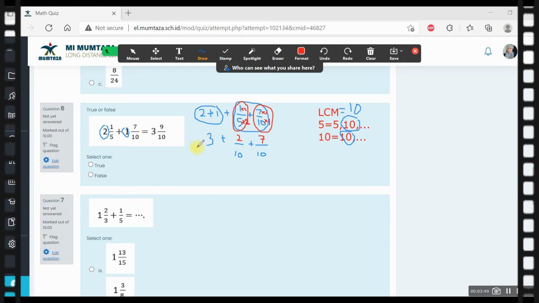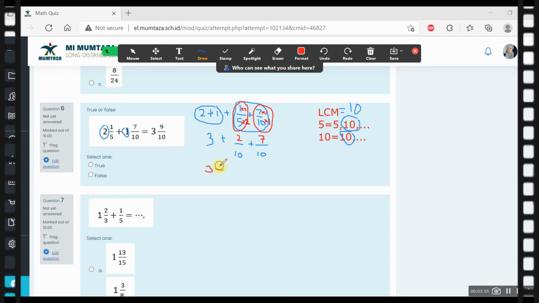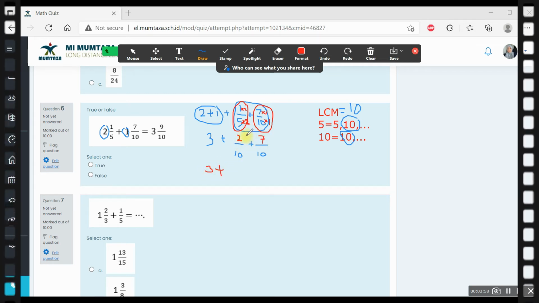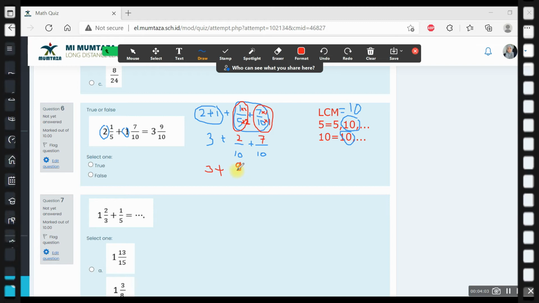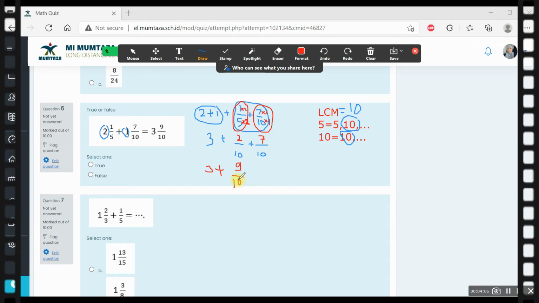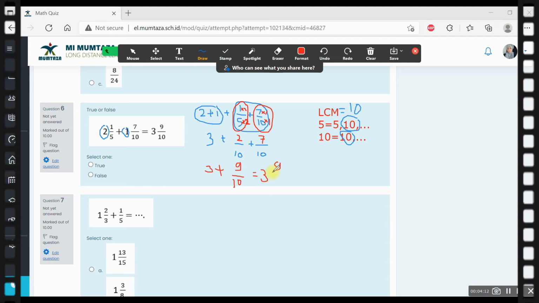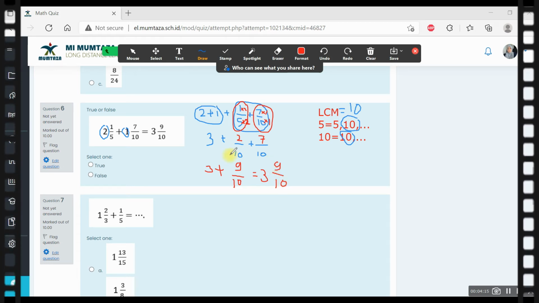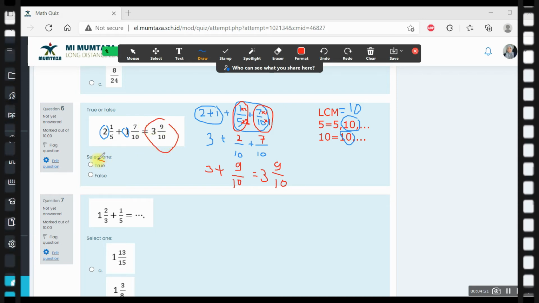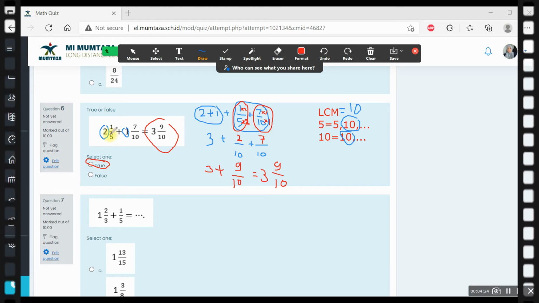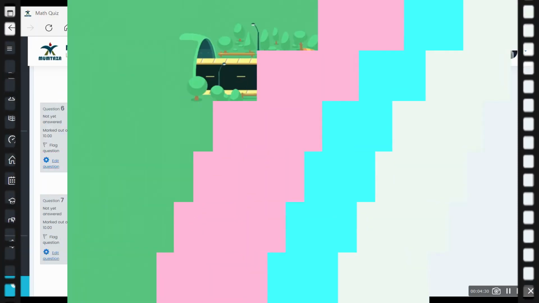So the whole number is still 3. And for the fraction, we can add the top number: 2 plus 7 becomes 9. And the bottom is 10. So the answer is 3 and 9/10. Okay, now look at this. This is true, because the answer is right. So 2 and 1/5 plus 1 and 7/10 is 3 and 9/10.